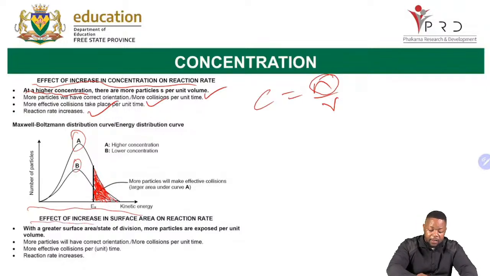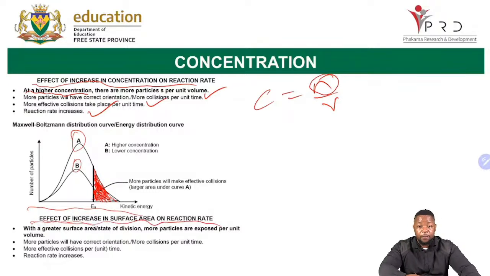Then lastly, the effect of the increase of surface area. By surface area, we're talking about the state of division of the substance, whether the substance is in tablet or powder form. We regard the powder as the one with the higher surface area, and the tablets and other forms as having a smaller surface area.